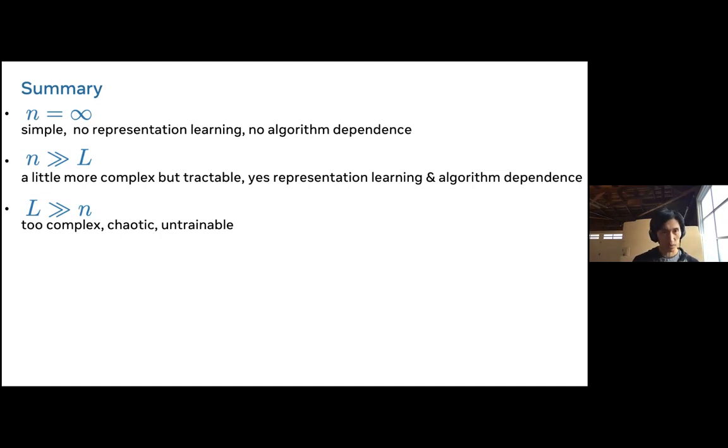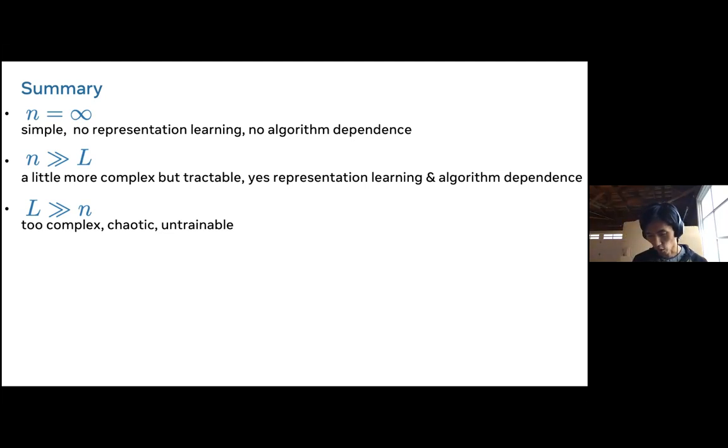Okay, so you back off, and then when the hidden width is much larger than depth, the theoretical description, or effective theory, becomes a little bit more complex but tractable. And there are representation learning and algorithm dependence. So you can start to study this expression and see what's happening. And even though I didn't say too much, if you take the different limit where the depth goes much larger than width, then it's going to be too complex and chaotic.